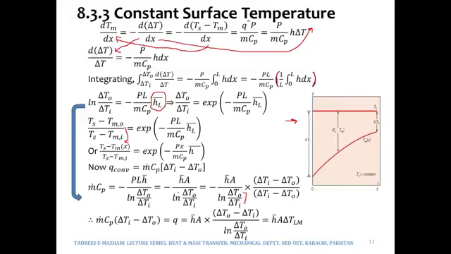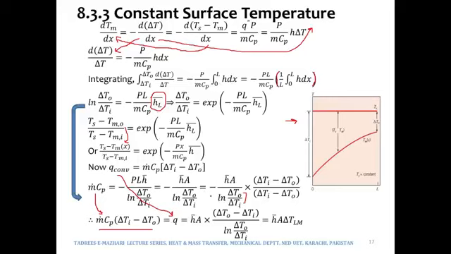Now mCp times this delta Ti minus delta T naught has been brought in on the left hand side of the equation, so therefore it will appear in the numerator, is equal to, so mCp delta T is what? It is nothing but Q. This is written over here. This is in fact Q, heat transfer due to convection.